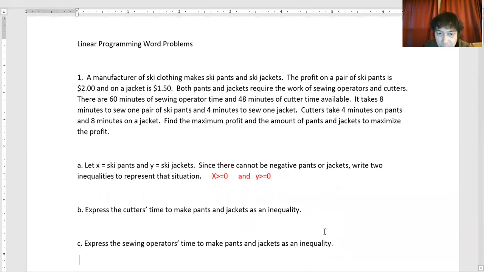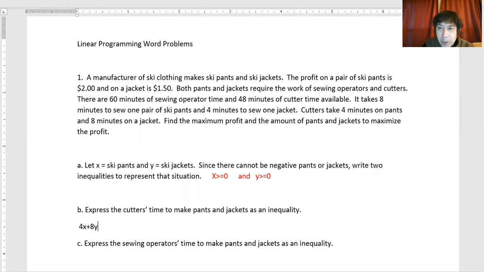Express the cutter's time to make pants and jackets as an inequality. So this will be the cutting time. Let's go back to the problem, and we can see there are 48 minutes of cutter time available. In the second to the last statement, we have cutters take 4 minutes on pants. X is for the pants, so we're going to use 4 times X, plus 8 minutes for the jacket, so that'll be 8 times Y.